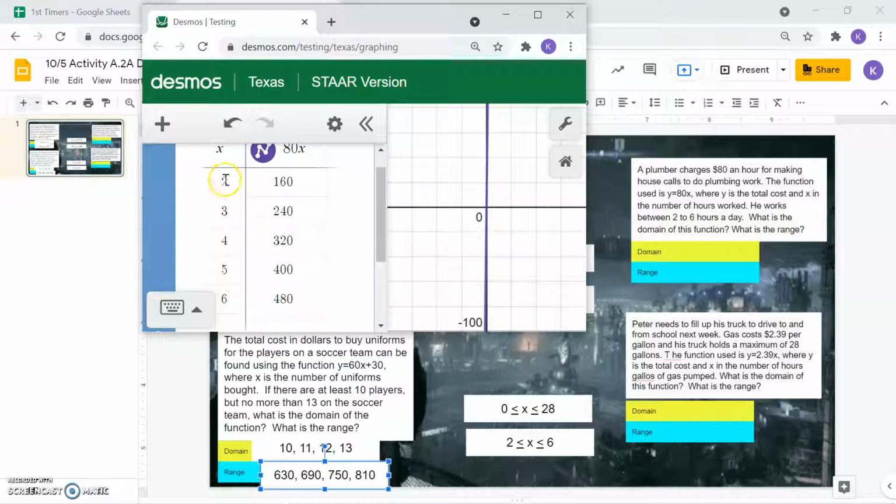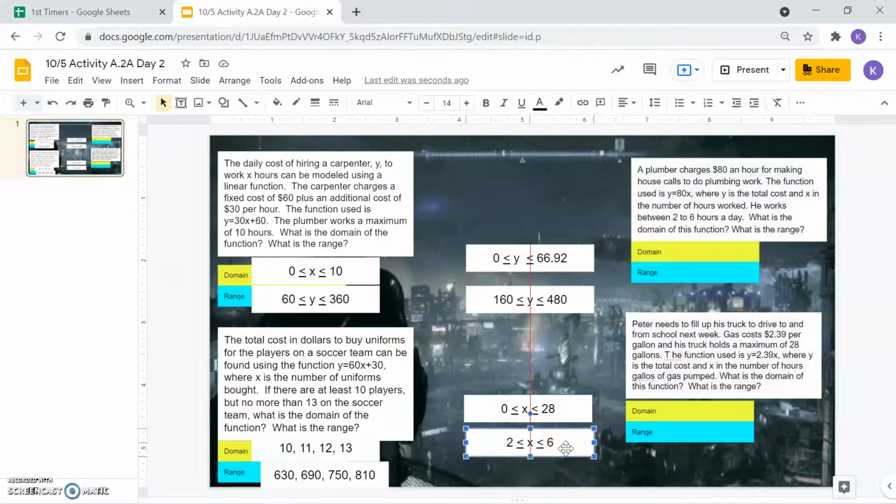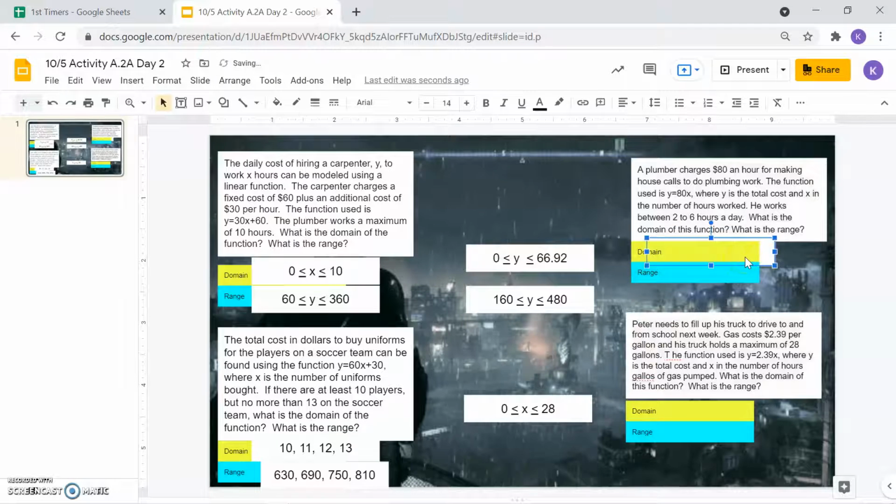Can he work 2.5 hours? Yeah. Can he work 3.5 hours? Yes. Because you answered yes, that you can use halves, then you use something like this. Between 2 and 6. So I'm just going to bring it to the front so that we can see it.